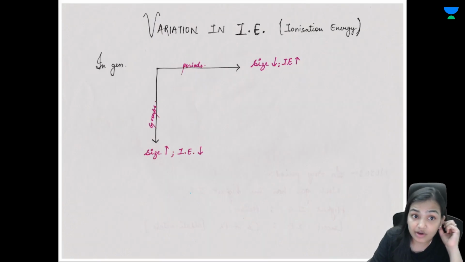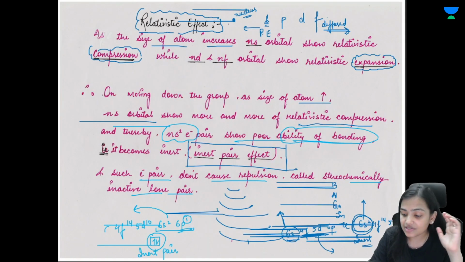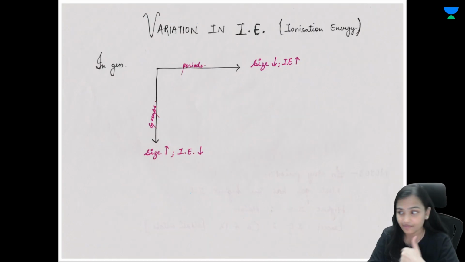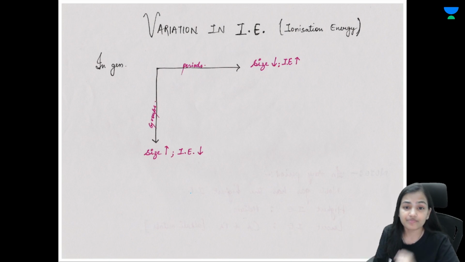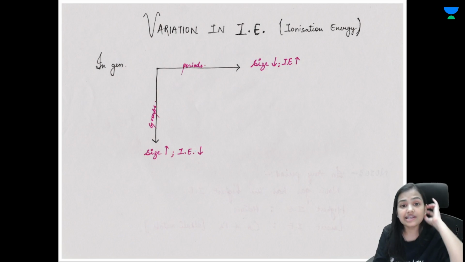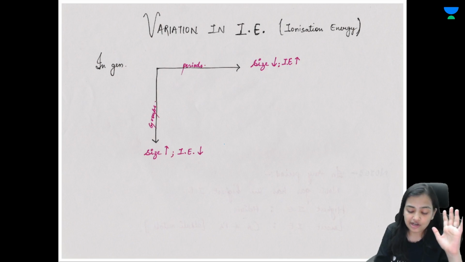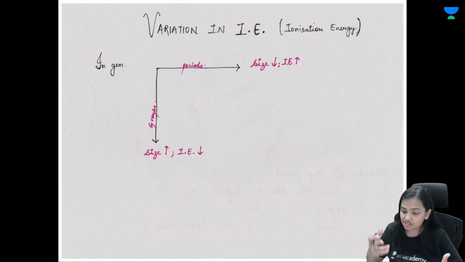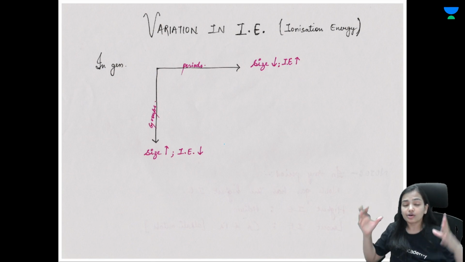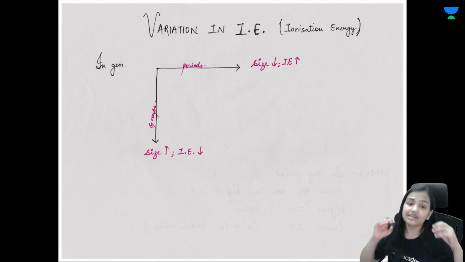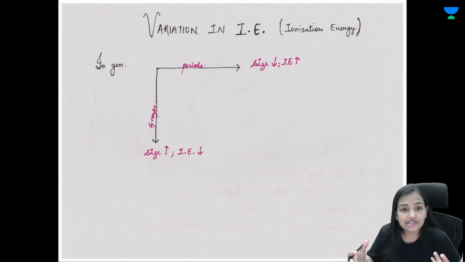Okay, so this is about the relativistic effect and the inert pair effect. These are the pair of electrons, and therefore they are known as the inert pair effect. Now, what would be the variations in the ionization energy? After learning what ionization energy is, the energy required to remove the outermost or loosely held electron from an isolated gaseous atom in its ground state, this was the ionization energy.